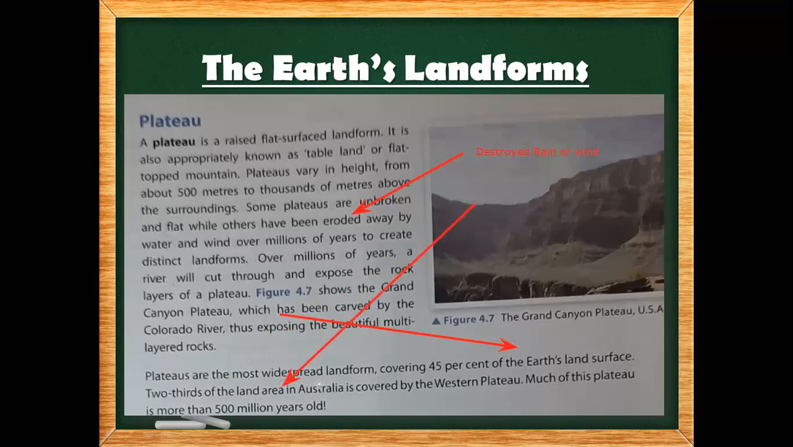Two-thirds of the land area in Australia. It means that two-thirds of the area of Australia is covered by the Western Plateau. Much of this plateau is more than 500 million years old. So more than 50% of the area of Australia is covered by the Western Plateau. And these plateaus are more than 500 million years old because water took much time to cut the mountain, or shape the mountain in this way.